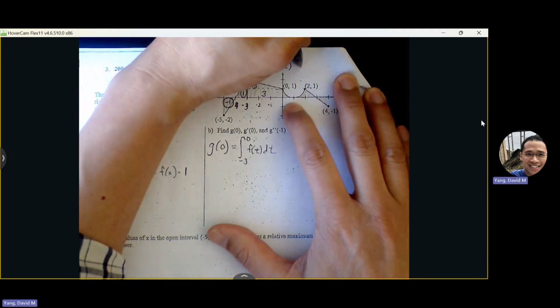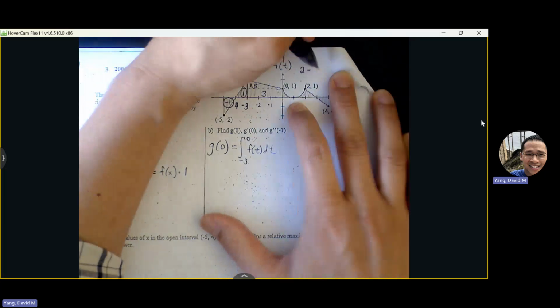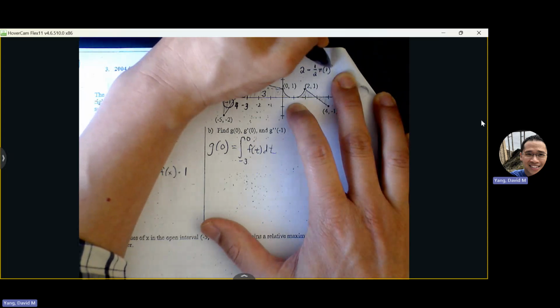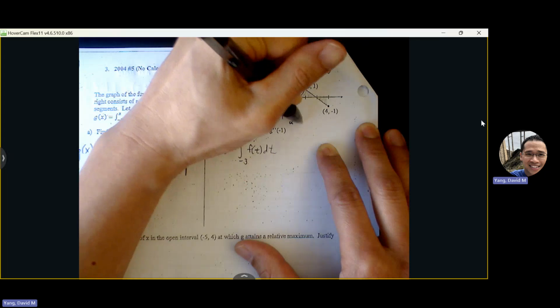So the rectangle is width times height, which is 2 times 1, which is 2. The semicircle is 1/2 pi r squared, so 1/2 pi 1 squared. So this region is 2 minus pi over 2.